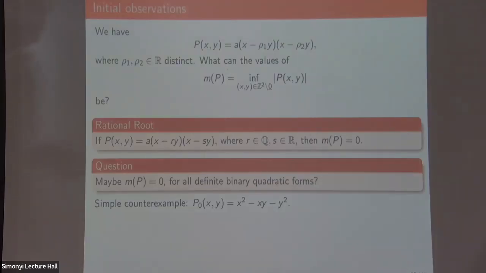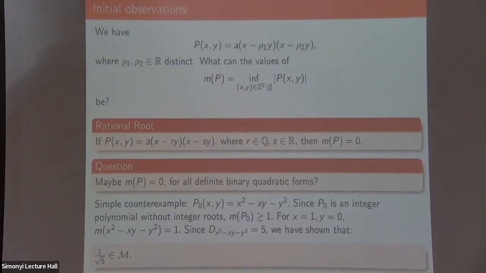But this is actually wrong. A very simple counterexample: let's use this form right here. You can see, first of all, it's an integer form, and it doesn't represent 0, which means that its infimum is at least 1. And for y equal to 0, x equal to 1, it represents 1. So its infimum is exactly 1.